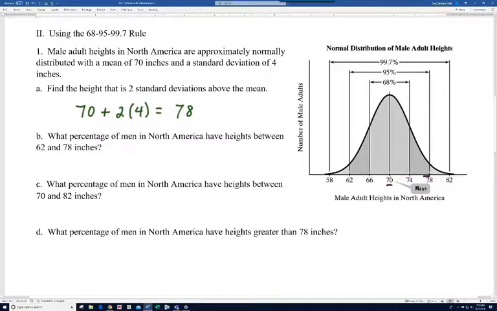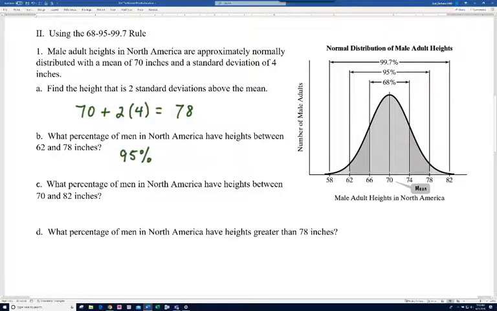Well, before I do that, let me erase these marks. Okay, so what percentage of men in North America have heights between 62 and 78 inches? So we're going from here to here. And you can see basically at 78, we're 2 standard deviations above the mean. At 62, we're 2 standard deviations below the mean. And so we know that 95% of the data is going to fall within 2 standard deviations, and so that's our answer.